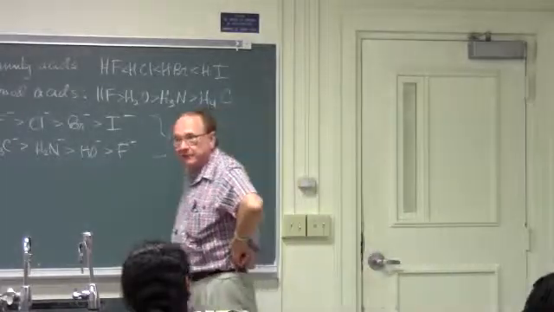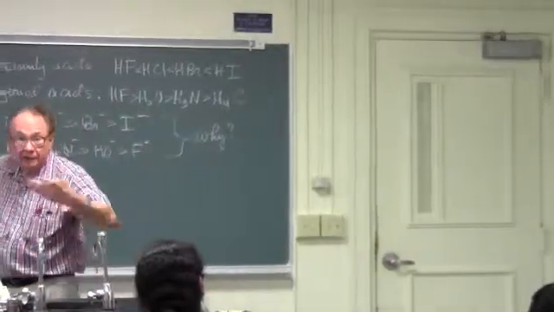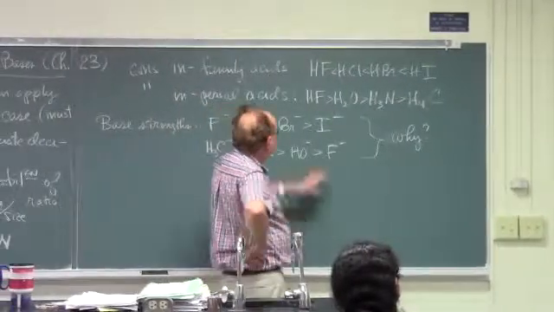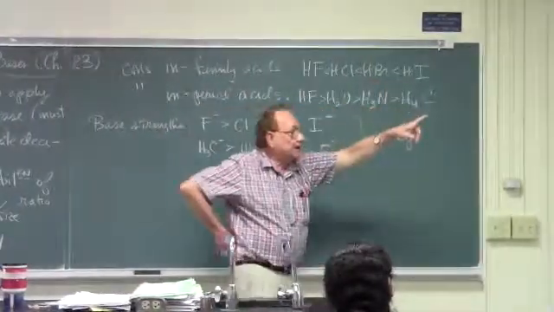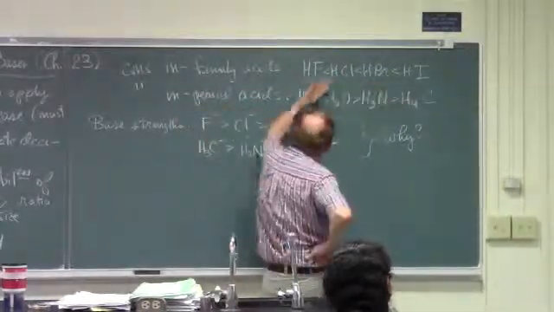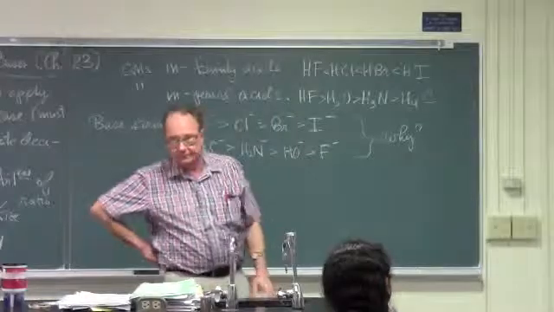Just paying attention to periodic patterns, periodic trends, which you talked about in 2045. So the relative acid strengths of these four acids, which are derived from in-family elements, the halogens: HI the strongest, HF the weakest. All right?